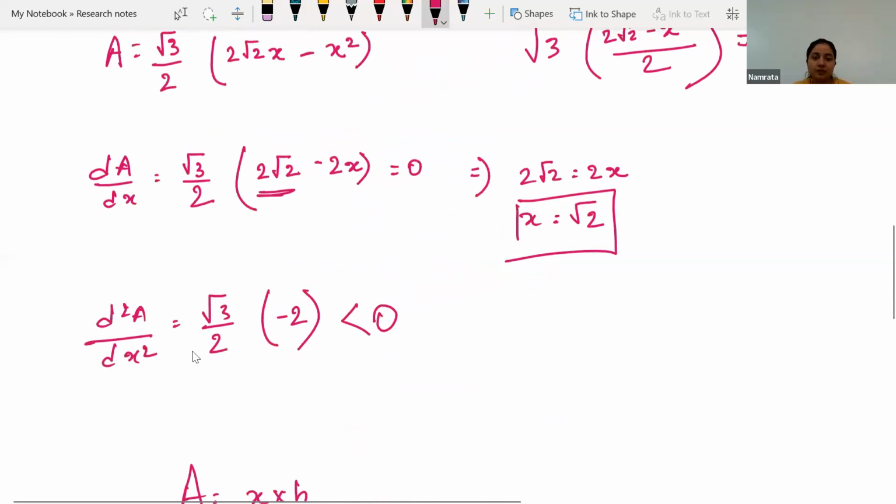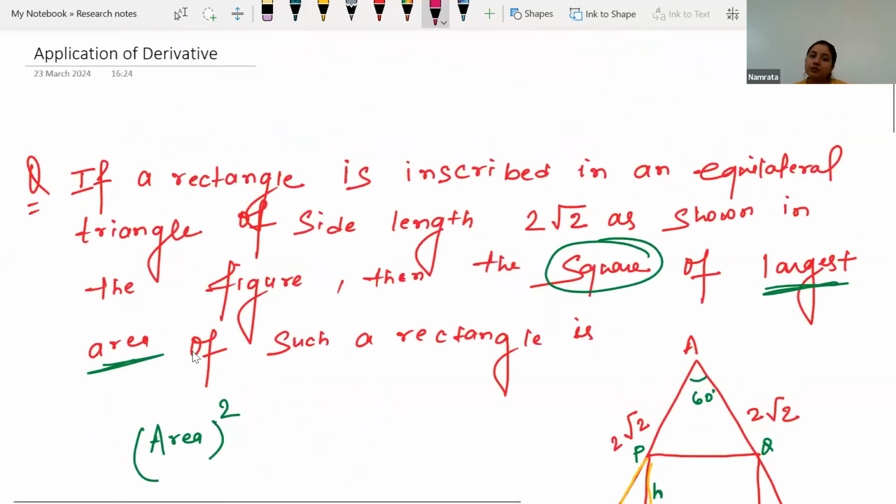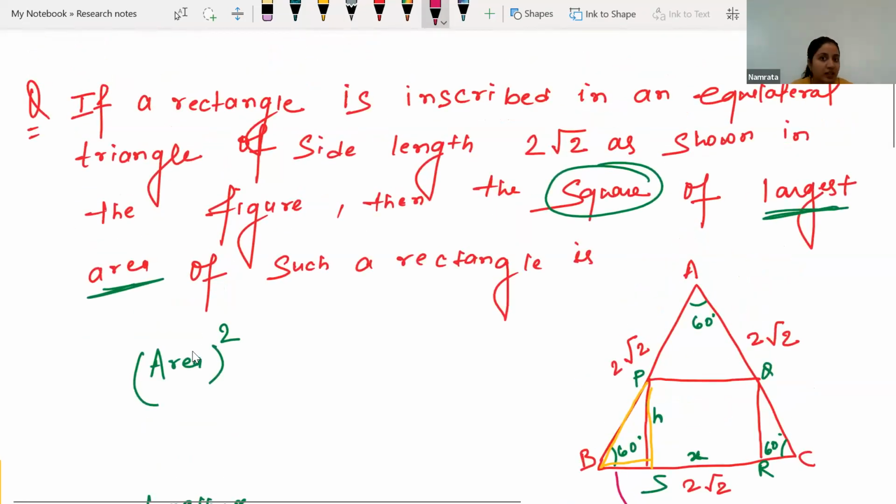Is it clear? Here the wording, if you read the question, can be quite confusing: if a rectangle is inscribed in an equilateral triangle of a side of length, this one, as shown in the figure, then the square of the largest area of such a rectangle. So square means the power 2, not that the figure is a square. Here we are having a rectangle only. Okay, is it clear?